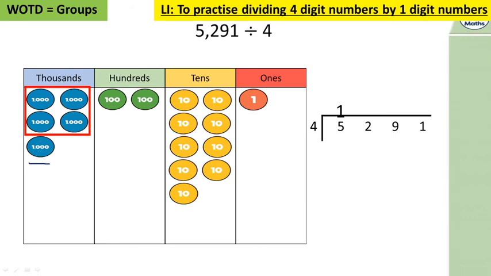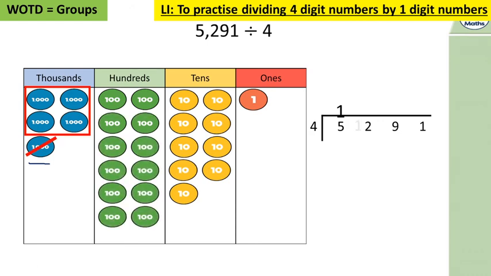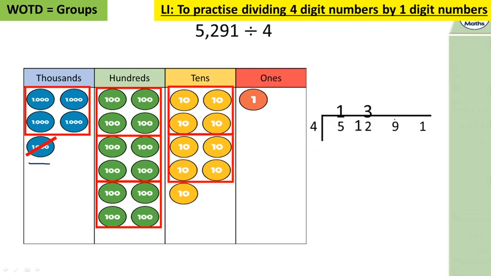So what do we need to do? We need to exchange it for 10 hundreds. So now we have 12 in the hundreds column. So how many groups of 4 can you get from 12? So we've got 4 groups of 4, because 4 times 3 is 12. Then we're looking at the tens. How many groups of 4 can you get from 9? So you can get 2 groups, because 4 times 2 is 8.